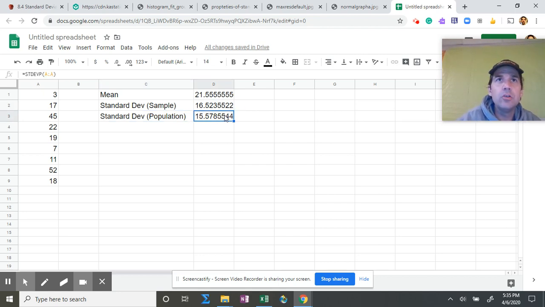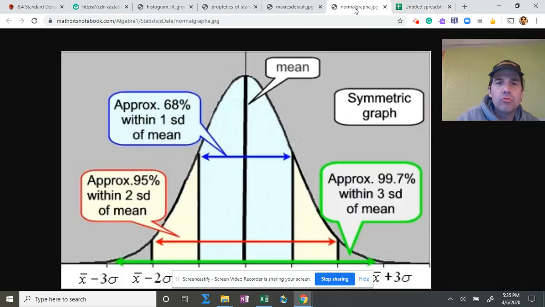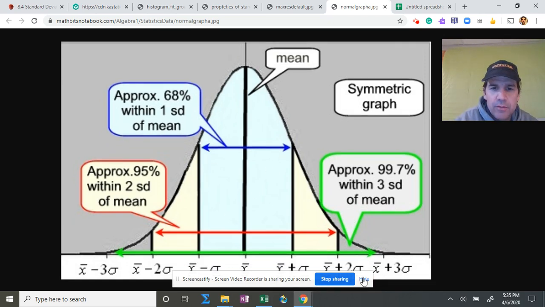Now, what can you do with these standard deviations? Well, you can look at what percentage of the population falls within certain criteria. One of the great things about these normal distributions is this area underneath this curve.